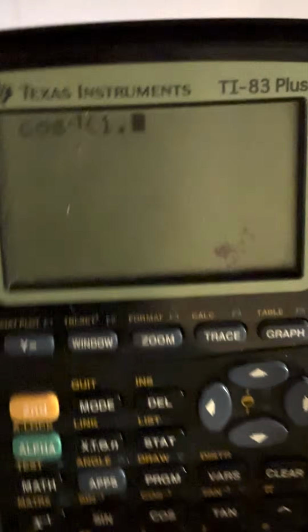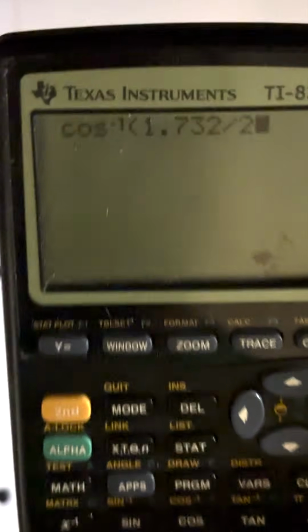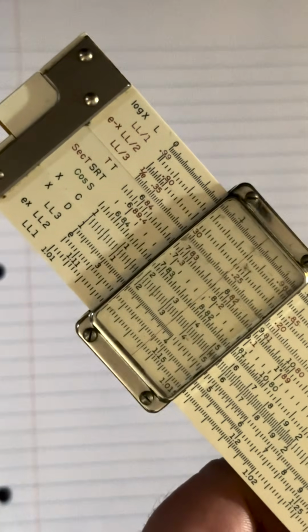Now if we want to double check that, inverse operation of cosine 1.732 over 2, that'll give us 30. And that's how you solve that triangle using the slide rule.